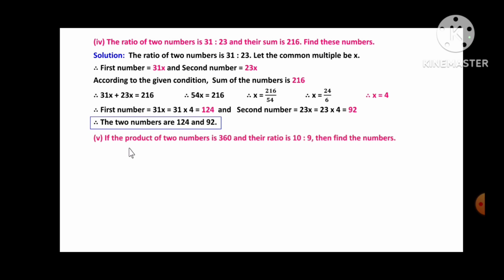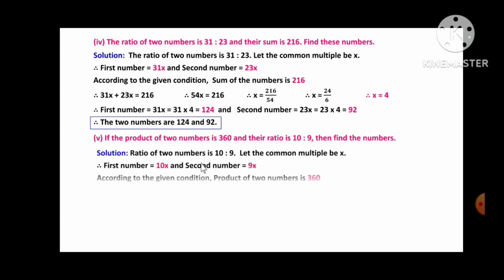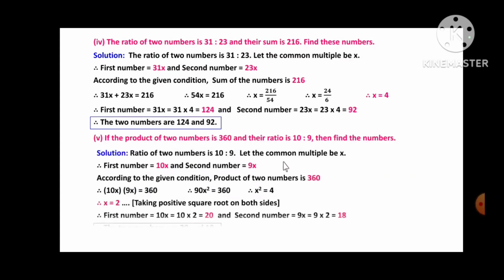Fifth one. If the product of the two numbers is 360 and the ratio is 10 as to 9, then find the numbers. Friends, the ratio of the two numbers is given as 10 as to 9 and common multiple will consider x. So the first number will become 10x and the second is 9x. It is given that product of these two numbers is 360. Therefore, we can write 10x into 9x is equal to 360. That is 90, 10 nines are 90.